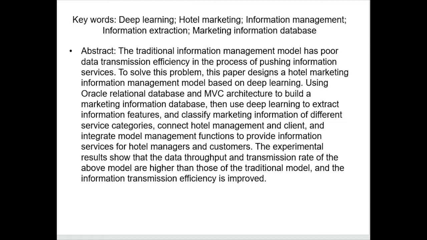Connect hotel management and client, and integrate model management functions to provide information service for hotel managers and customers. The experimental results show that the data throughput and transmission rate of the above model are higher than those of the traditional model, and the information transmission efficiency is improved.